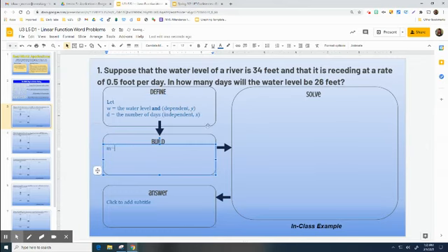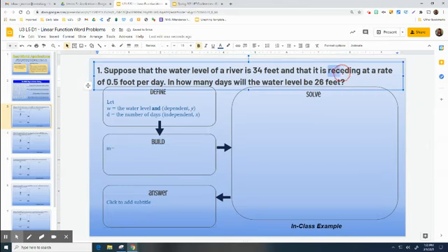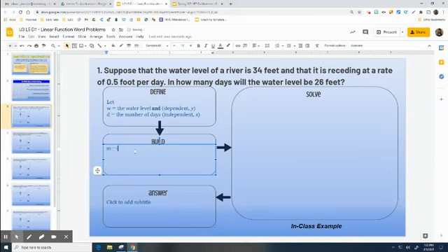I need to figure out the M, which is our slope. And I can see in here it says receding at a rate of 1/2 foot per day. Receding is a word that implies subtraction. It's losing this water level. So I know that the rate of change is losing, so I know it's going to be a negative, and I'm going to change that decimal into a fraction. If you'd like to keep it in a decimal, you're more than welcome to use that 5/10.